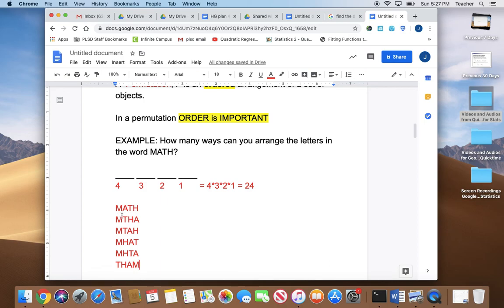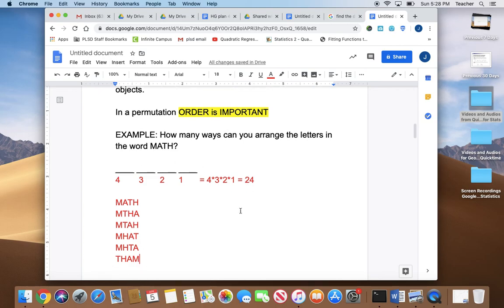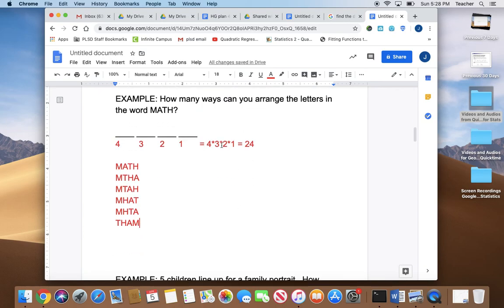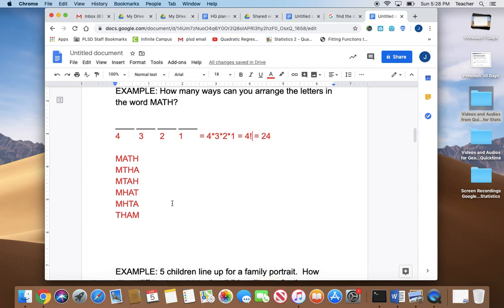So an arrangement means how many ways can I rearrange the letters in this word? So 24 different ways. If you'll notice, 4 times 3 times 2 times 1 is the same as 4 factorial. Now I didn't write out all 24, but there are 24 different arrangements of the letters in this word.